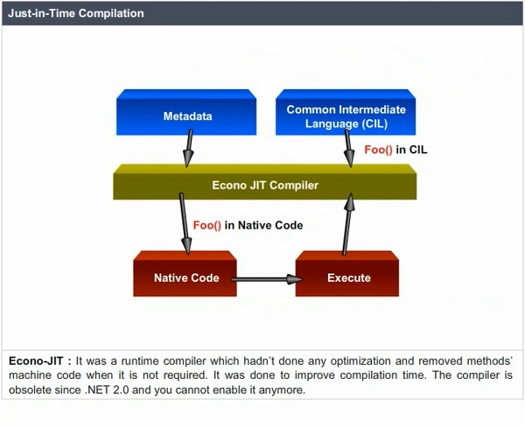EconoJIT. This was a runtime compiler which did not do any optimization and removed methods' machine code when it is not required in order to improve compilation time. The compiler is obsolete since .NET 2.0 and you cannot enable it anymore.